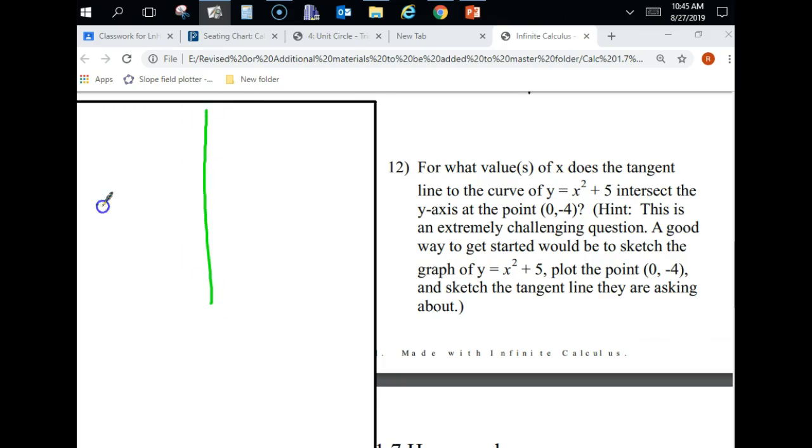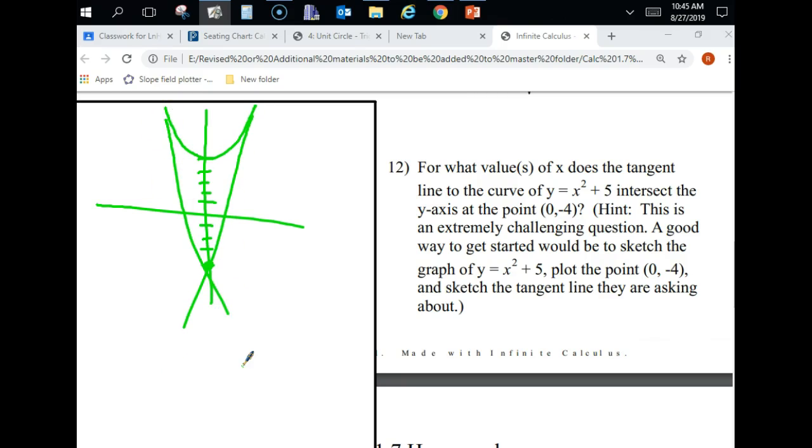So, x squared plus 5 would look something like that, right? And the point 0,4 is down here. Now, we're looking for tangent lines that go through that dot but hit our curve, right? So can you guys imagine what that would look like? Maybe something like that and that, right? There's two answers. Okay. Now, they want to know for what value of x. So I'm looking for x, right?